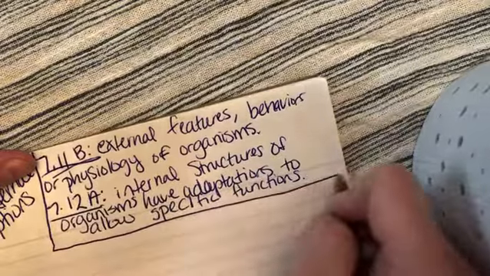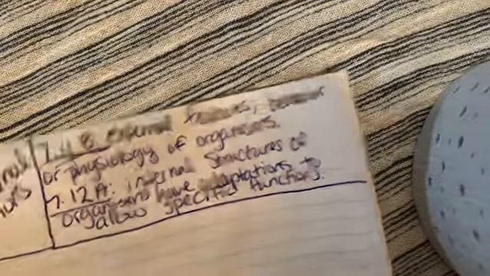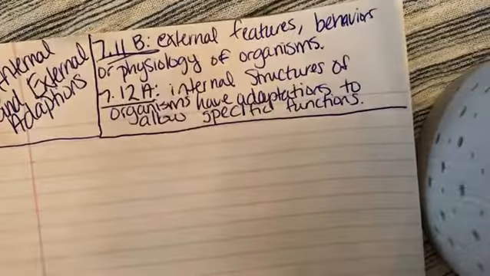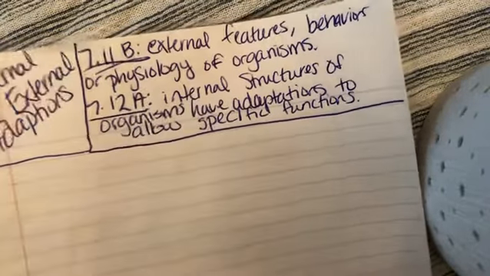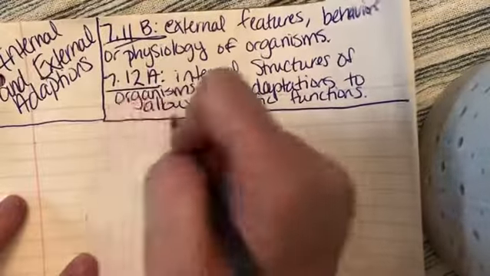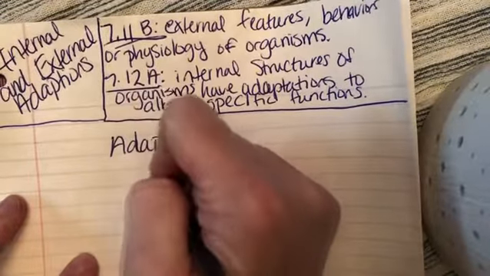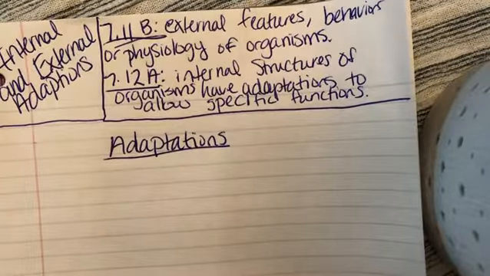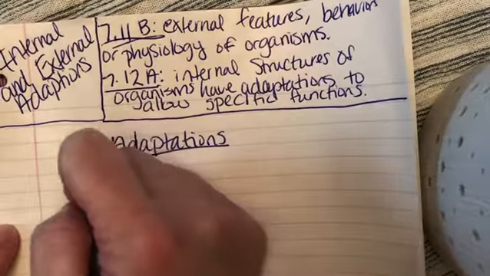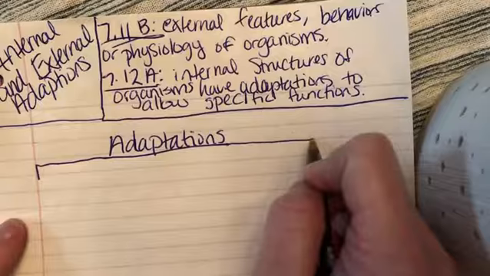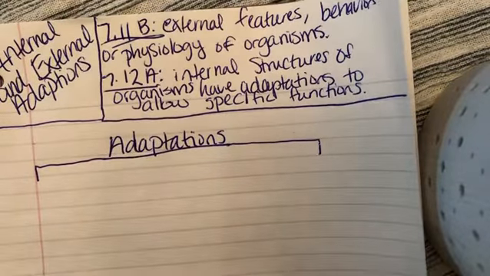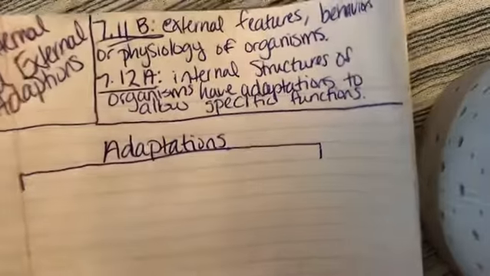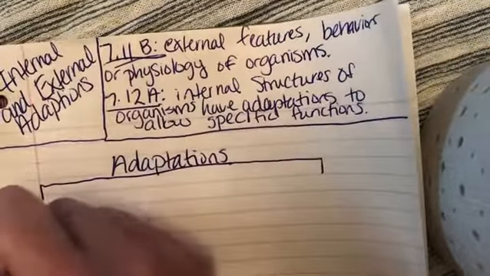So I'm going to draw my line, close off my title. Make sure you guys write that. Today we're going to make a tree map. I'm going to start it off with adaptations at the top. Don't forget, adaptation is a behavior or structure that allows the organism to survive in an environment. I'm going to create my tree map. Here we go. The first thing we're going to talk about is external adaptations.